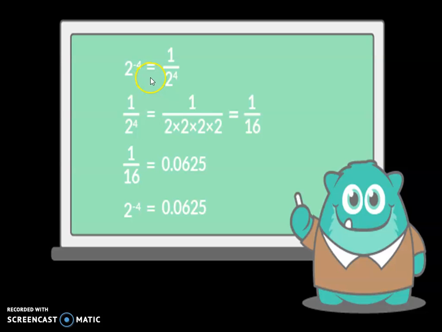Suppose in a picture we have, to be clear, 2 raised to minus 4 is equal to 1 upon 2 raised to 4. How do we simplify this concept or example? First they given that 1 upon 2 raised to 4. I can split up 1 upon 2 raised to 4 as 1 upon 2 into 2 into 2 into 2.